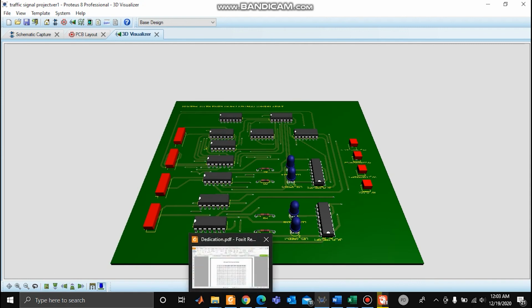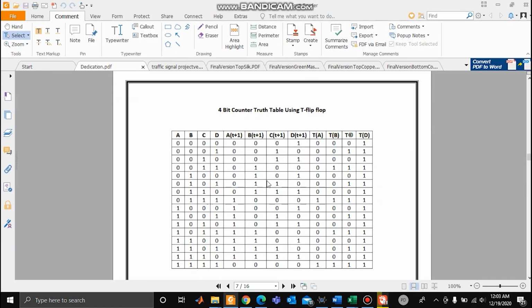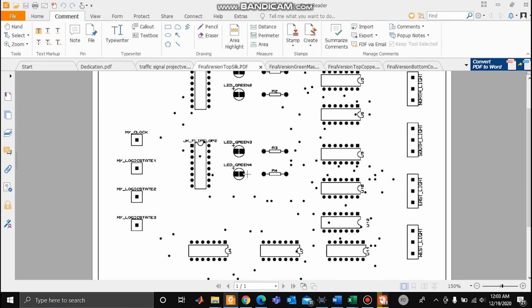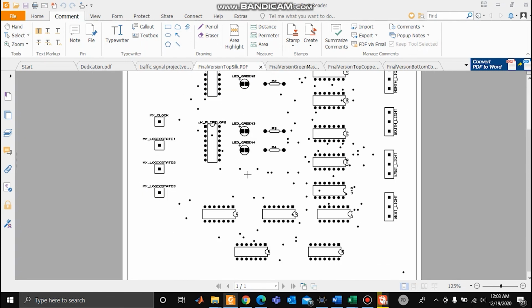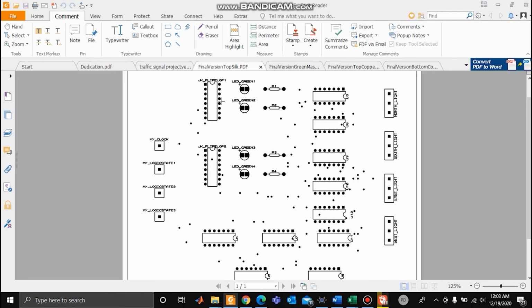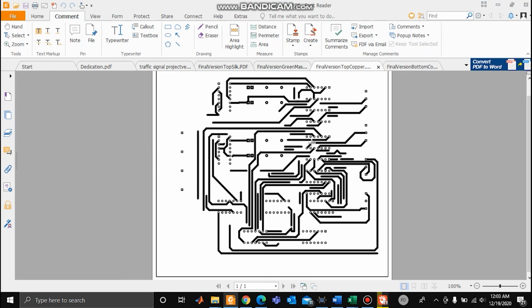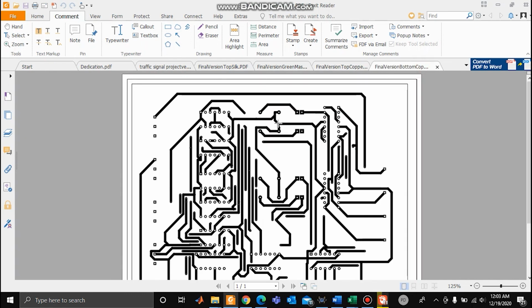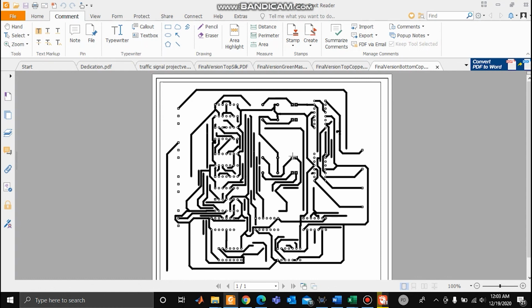Now let's move on to the top silk diagram. The top silk diagram of our PCB is highlighting the devices and ICs used here. This is the top circuit diagram, which is the connection diagram basically, and this is the bottom copper connection diagram.